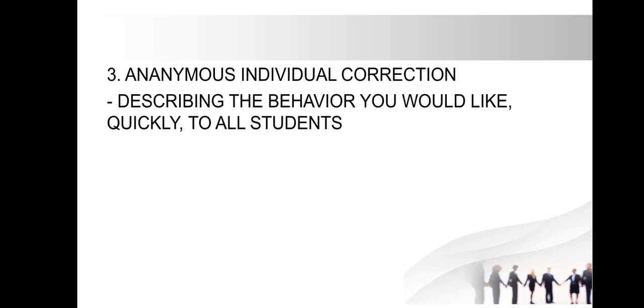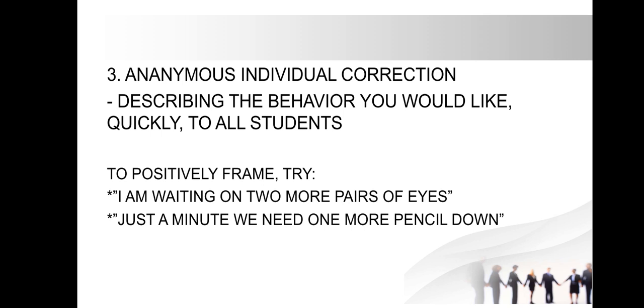Number 3, anonymous individual correction. This means describing the behavior you would like quickly to all students. Example, to positively frame, try: I am waiting on 2 more pairs of eyes. Next: just a minute, we need more pencils down.